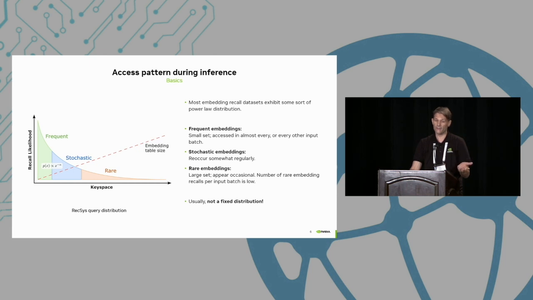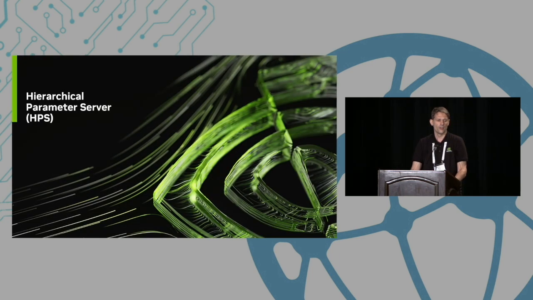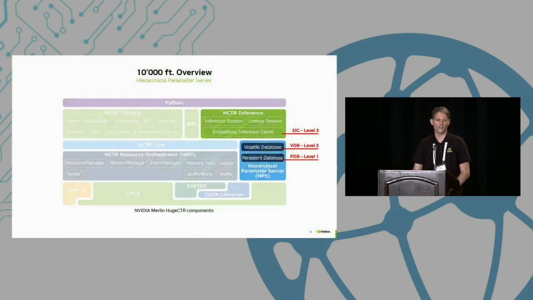However, there are caveats. In live inference systems, the recall likelihood of the embeddings is in a constant flux depending on trends, fashion, disruptive events, and such. To summarize, in recommendation inference workloads, there exist structures that can be exploited, and our hierarchical parameter server, or HPS in short, does exactly that.